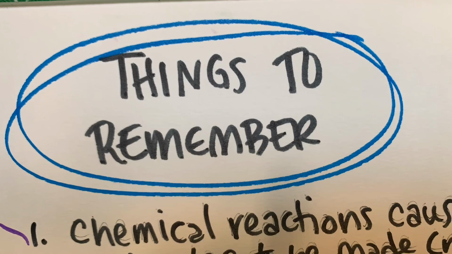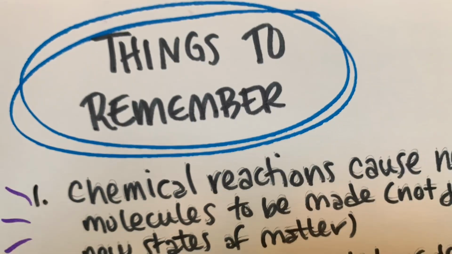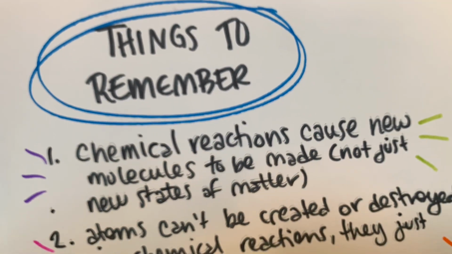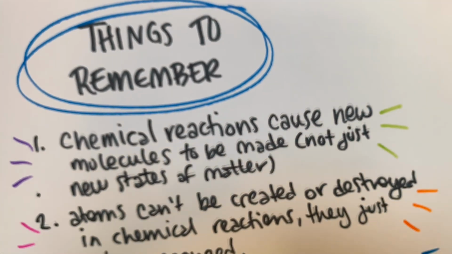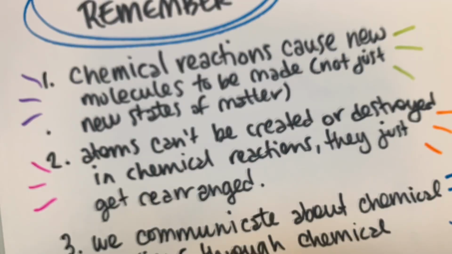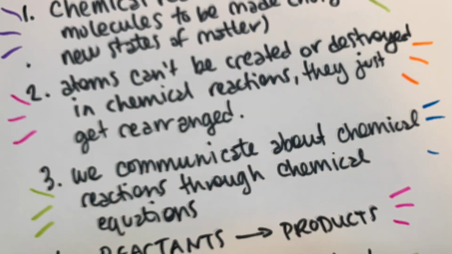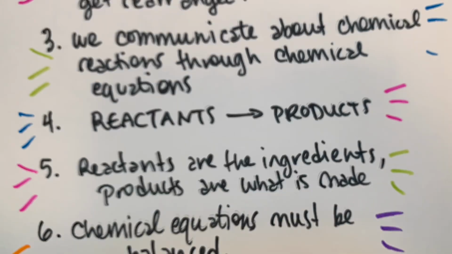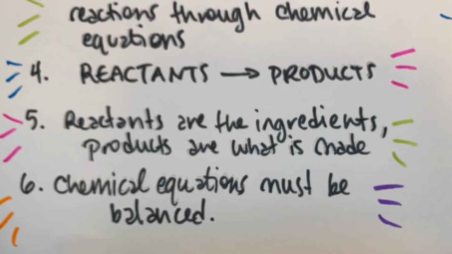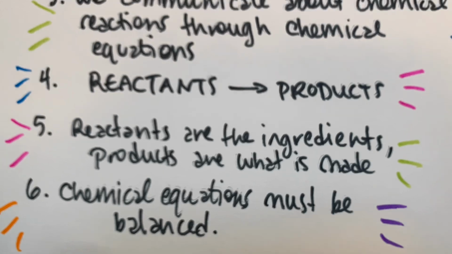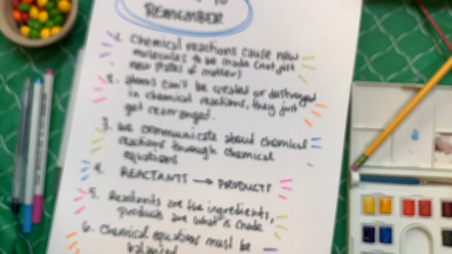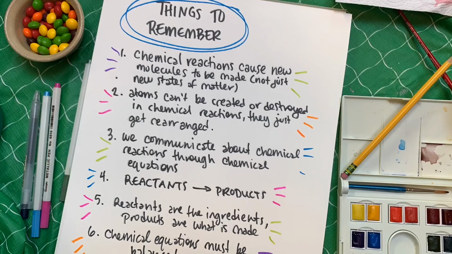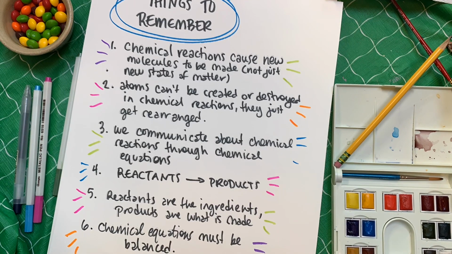All right, it's time to summarize what we've learned. First, chemical reactions cause new molecules to be made, not just things changing from one state to another. 2, atoms cannot be created or destroyed in a chemical reaction. They just get rearranged to form the new things. 3, scientists communicate about chemical reactions using things called chemical equations. 4, chemical equations take the basic form of reactants on the left, followed by an arrow pointing right, products at the end.